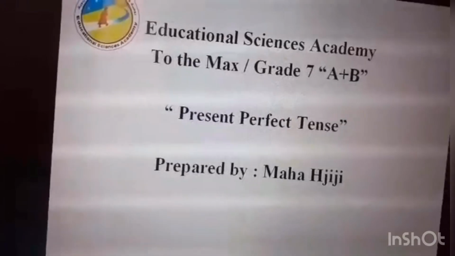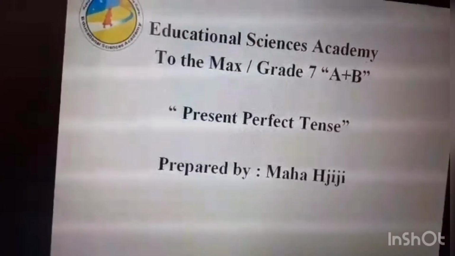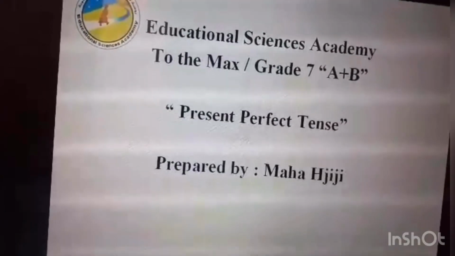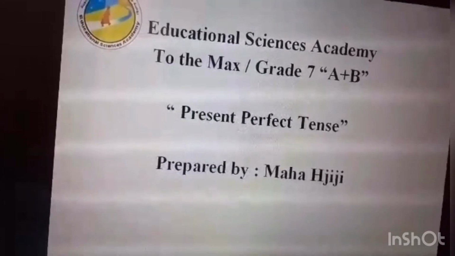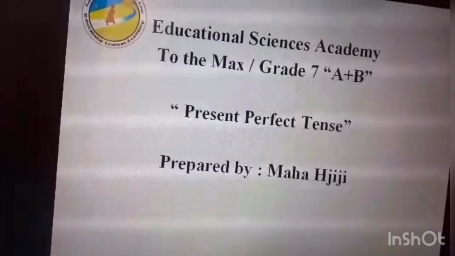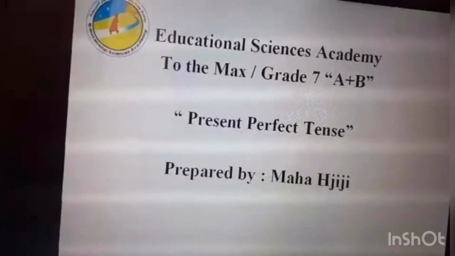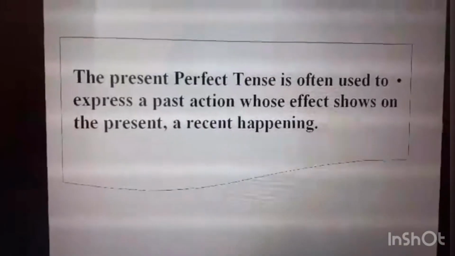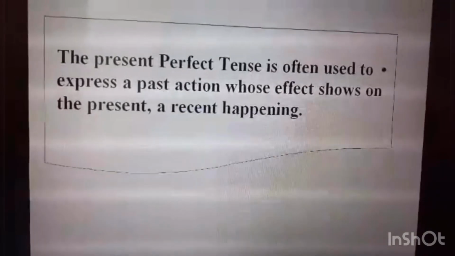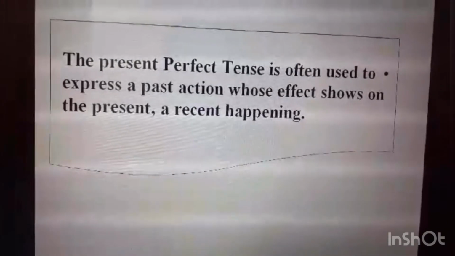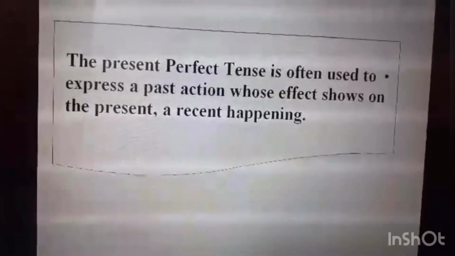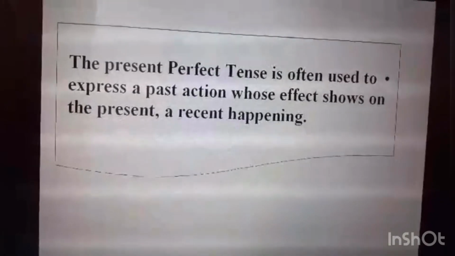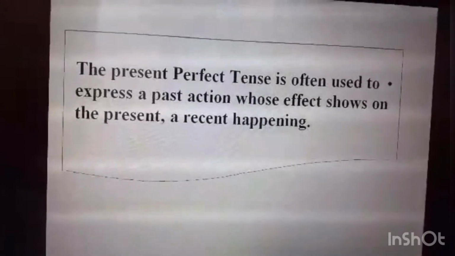When using the present perfect tense, you need an auxiliary verb that helps your main verb to function. So, in present perfect tenses, the verb to have is always the auxiliary verb. And now we will talk about the function of a present perfect tense. So, the present perfect tense is often used to express a past action whose effect shows on the present and the recent happening.